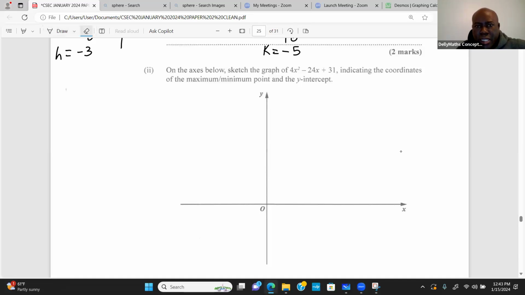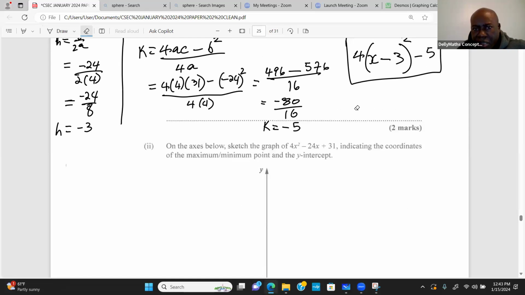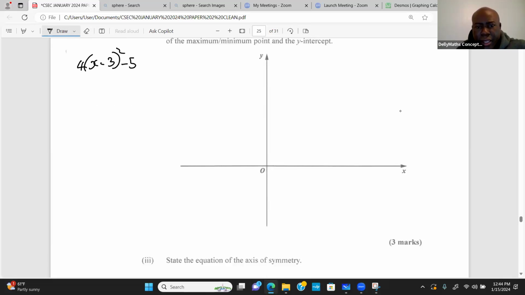So if I'm going to sketch this, where is it? All right, let me write it down here so I could look at it. We're looking at 4 open bracket x minus 3 squared minus 5. Yeah, that's it.